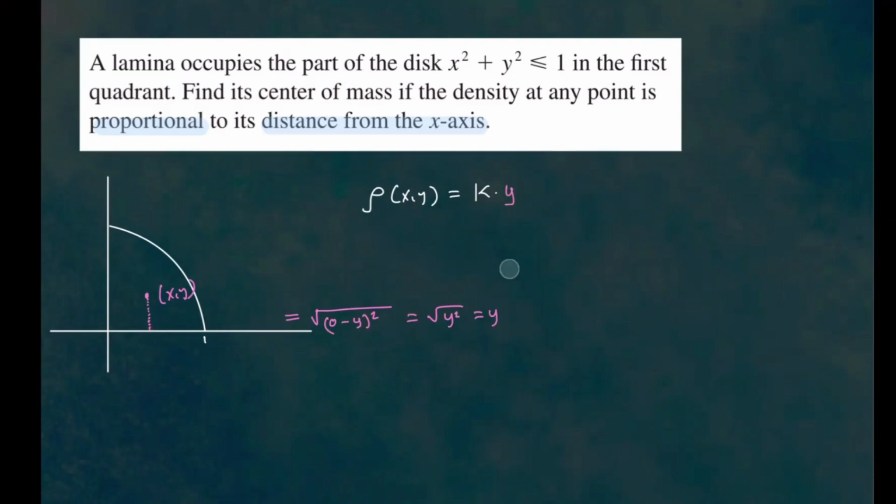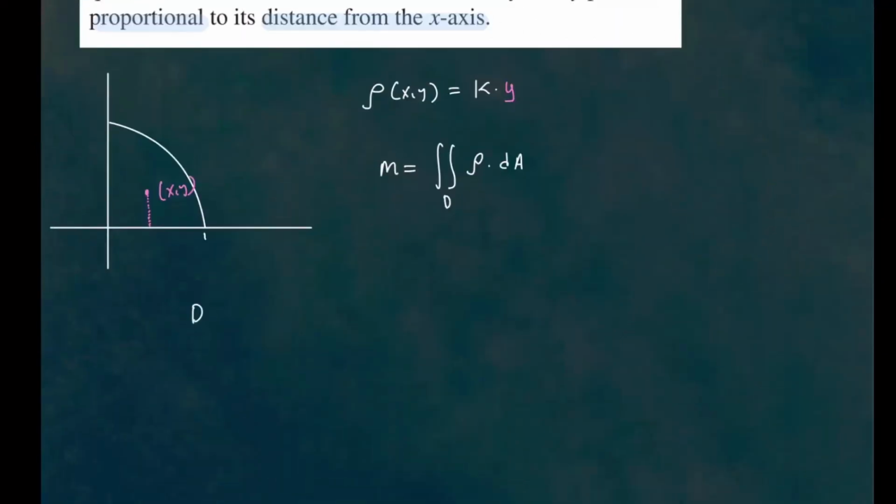Now we can start to find the center of mass for this particular object. Let's write down our formula. The mass is going to be the double integral over this region D, in the first quadrant, of the density function times dA. Let's see how we're going to express D. Since it's part of a circle, we're going to express D in polar coordinates because it's much easier to work with polar coordinates rather than rectangular.